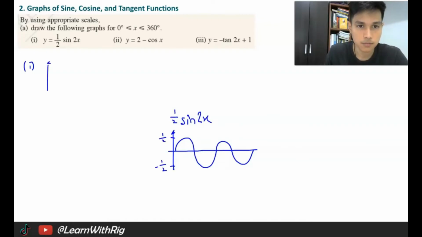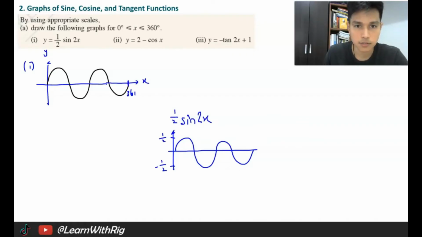So let us sketch together. It will look like this. One cycle, this is the basic sine graph, and then another cycle. Here will be x, here will be y. This one here will be 360 degrees, here will be 180 degrees. Then you can plot your 90, here 90, here 270. And then the amplitude, don't forget, amplitude is 1 over 2 and negative 1 over 2. Clear? So this is the first graph.